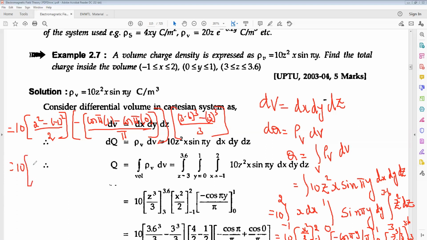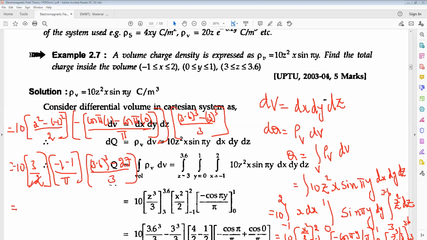4 minus 1, 3 by 2, and keep the minus here, and multiply here. The cos pi is -1, cos 0 is 1, by the pi, and 3.6 whole cube minus 3 whole cube is 27 by 3.